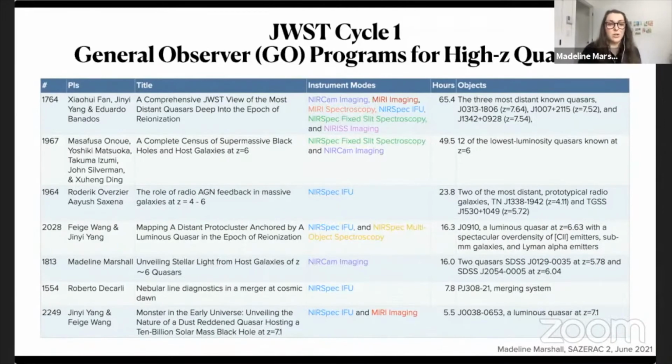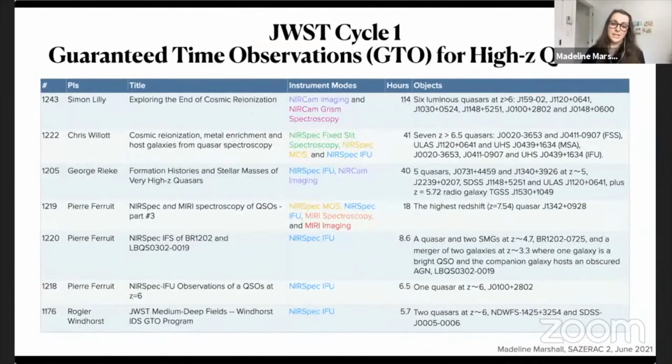So that's the geo, and then there's also a lot of guaranteed time observations which will observe these objects. And so overall, this is going to be a very exciting time for high-redshift quasar science.